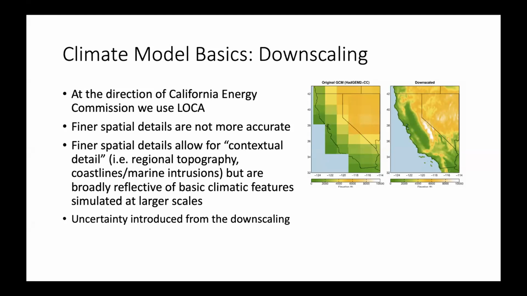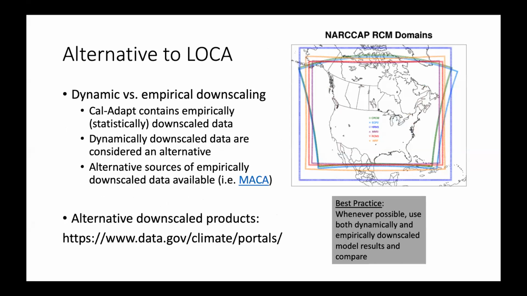And one other thing to note is that uncertainty is introduced in the downscaling. And at present, we don't quantify the uncertainty introduced by downscaling into CalAdapt. There are lots of ways to do downscaling, and so a lot of alternatives to LOCA exist out there for you to find and enjoy. There are two large camps of downscaling approaches. LOCA is part of the empirical downscaling camp, and that is to say it's a statistical approach.